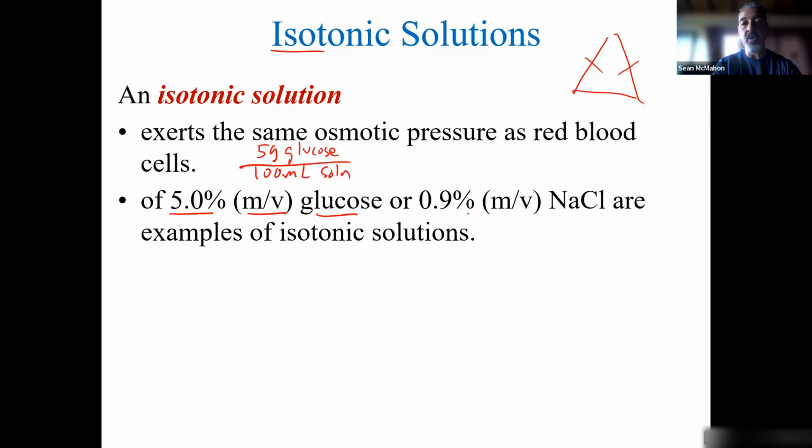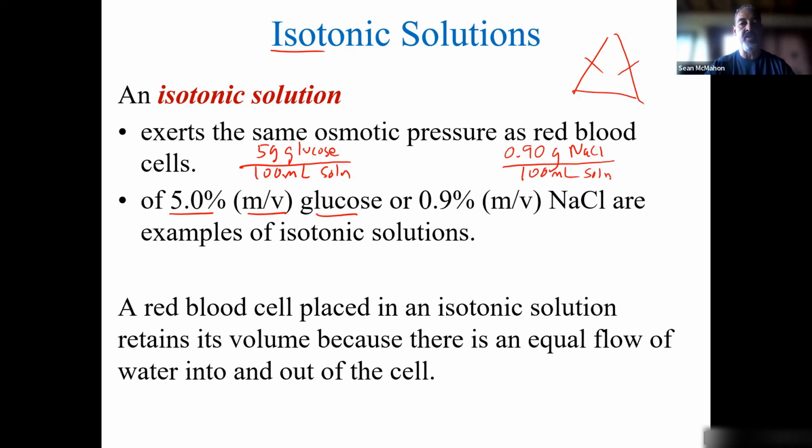I also have to have a 0.9% mass to volume sodium chloride, because again, your cells are electrolytic. There are ions dissolved, right? We need ions. So you would have 0.9 grams of sodium chloride per 100 mL of solution. So that's what your IV bags are essentially, right? They have to have these concentrations.